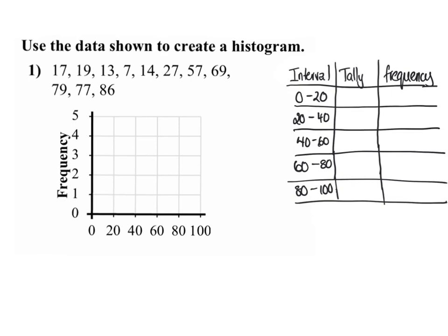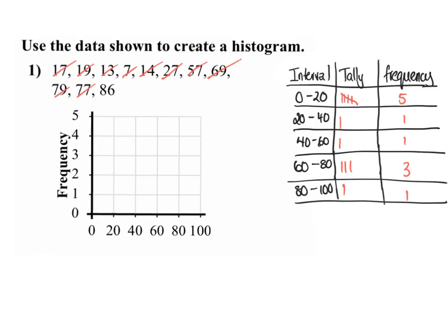We've got: use the data to create a histogram. So all the numbers between 0 and 20. If I go through 17, 19, 13, they are between here, 1, 2, 3. So is 7, so 4, so is 14, 5. Now a 27, that's up here. So 27, 57 is in this category, 69 there, 79 is in that one, 77 and 86. Then I just quickly tally them up: 5, 1, 1, 3 and 1.